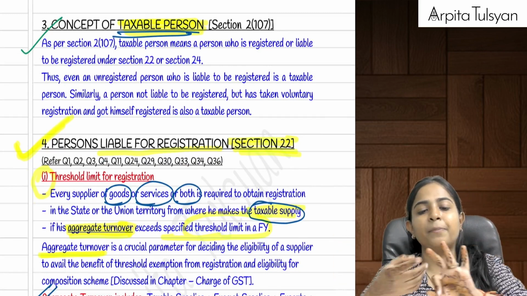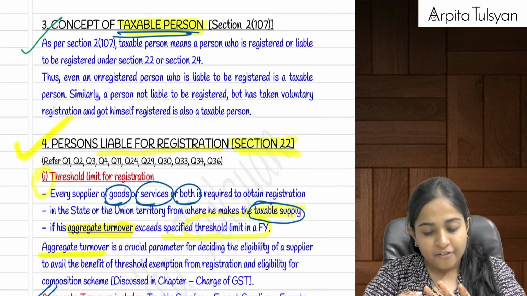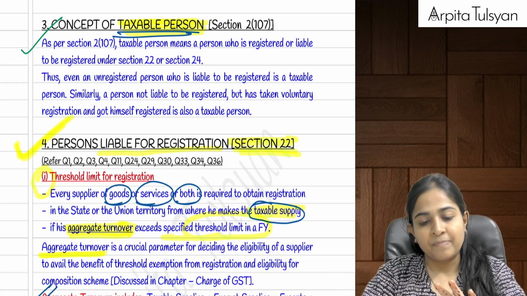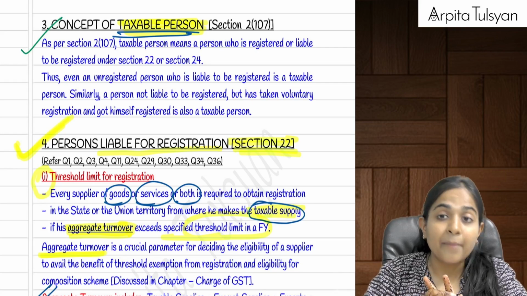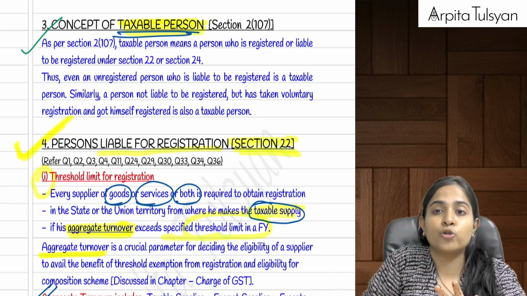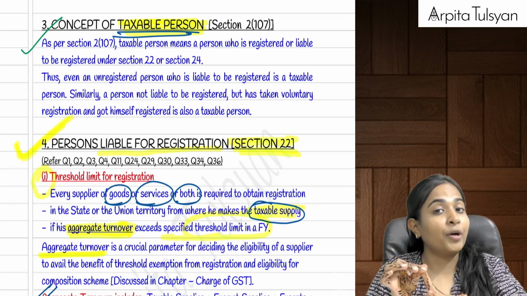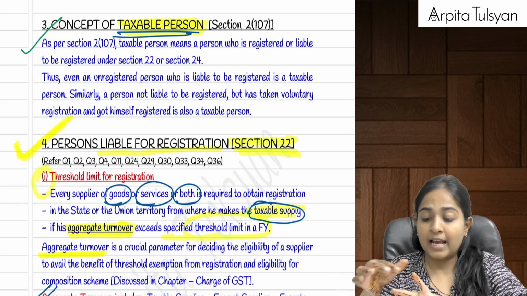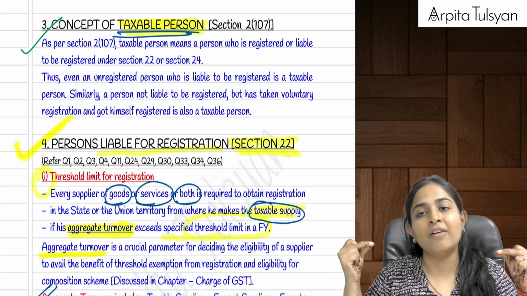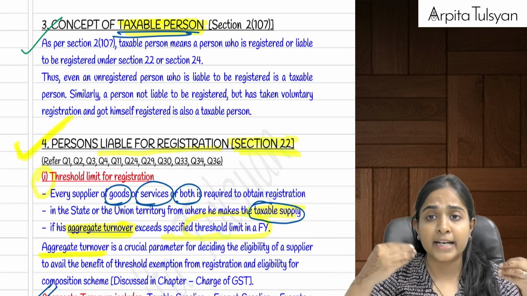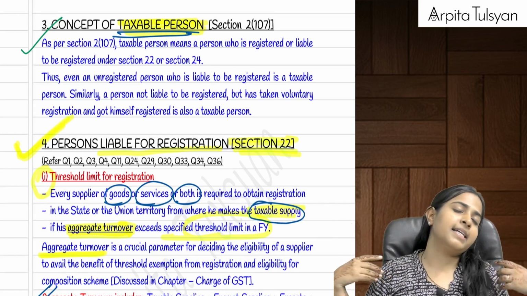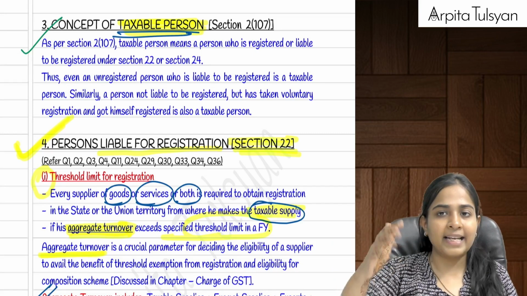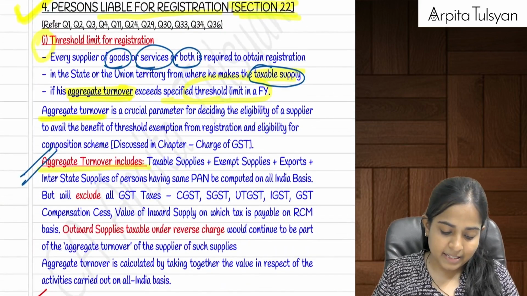In case of taxable person, three persons will be included. First one, any person who has got himself registered. Second one, any person who is liable to get registered. The liability for his registration has arisen, but he has not yet taken the registration, but he is liable. Even that person will be called a taxable person. And the third one, any person who has done a voluntary registration. Even if the threshold limit has not been exceeded, still he has got himself registered. That is called a voluntary registration, and that will be included in the concept of taxable person.